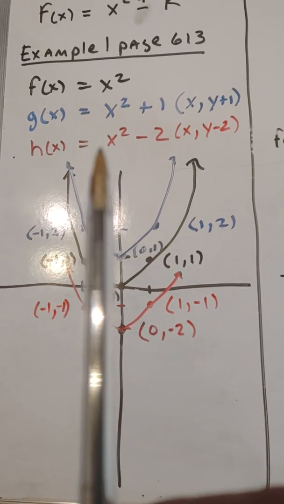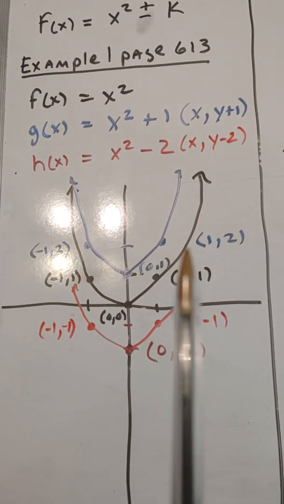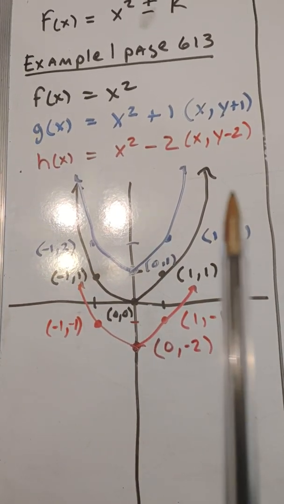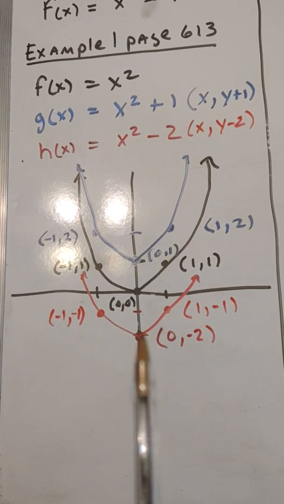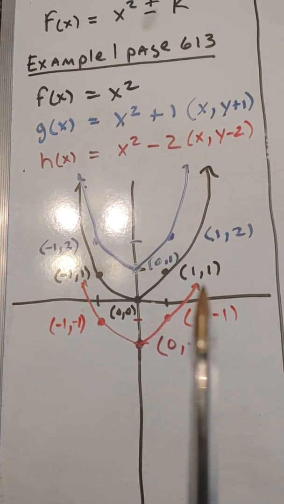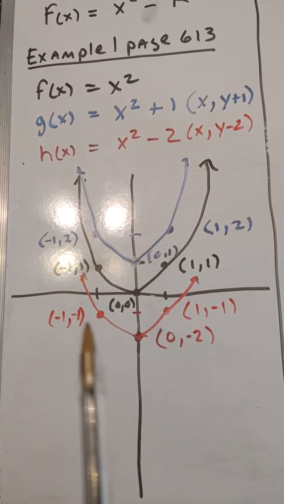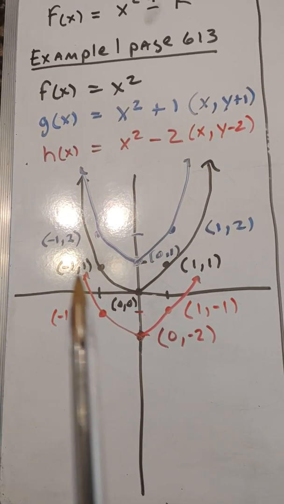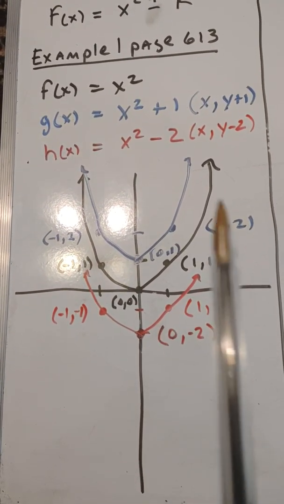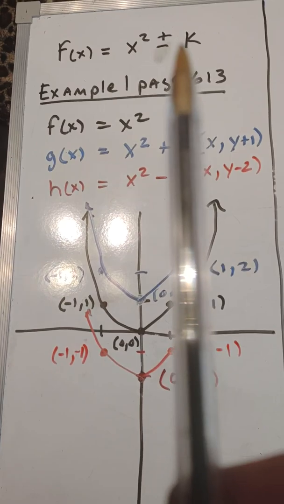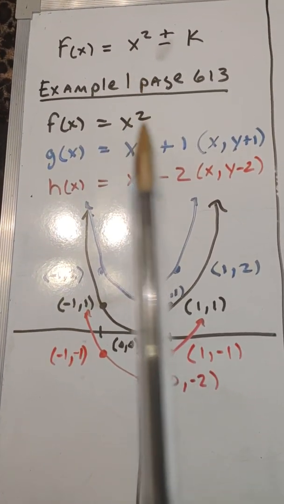On the h of x equals x squared minus 2, here we're going to subtract 2 from y, from the original graph. So I'm going to subtract 2 from here, so now it becomes 0, negative 2. I'm going to subtract 2 from here, so it becomes 1, negative 1. I'm going to subtract 2 from here, so it becomes negative 1, negative 1. So there's my graph of x squared minus 2. So that's what's happening whenever you have a number added or subtracted directly to the x squared.